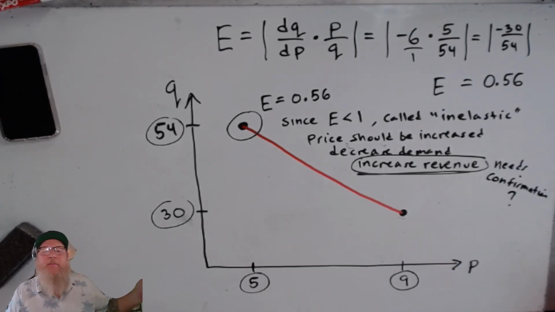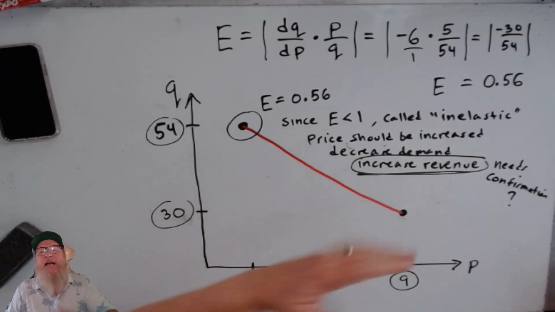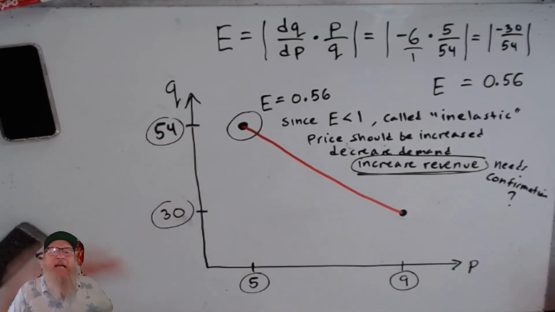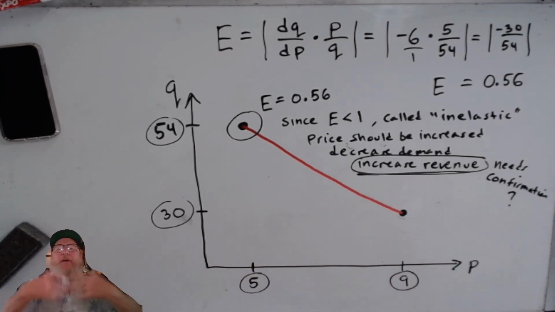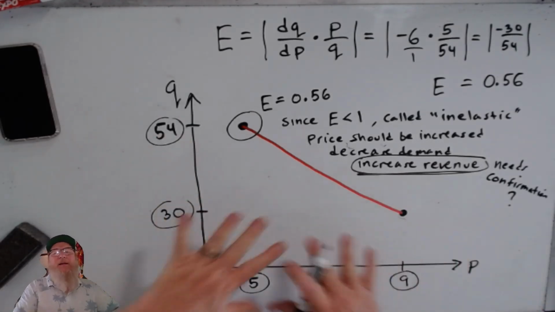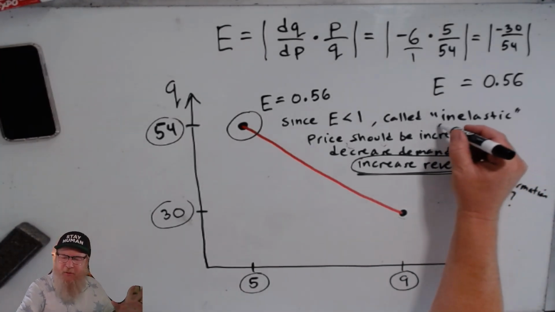Or maybe it doesn't. Maybe it makes sense to you. If you decrease the demand, how does that increase the revenue, right? Because you're going to be selling less of these things. It needs confirmation, and I'm going to have to show you a different graph, but clearly I don't want to ruin this beautiful graph that I already have here. So right now I'm just focusing on the terminology.